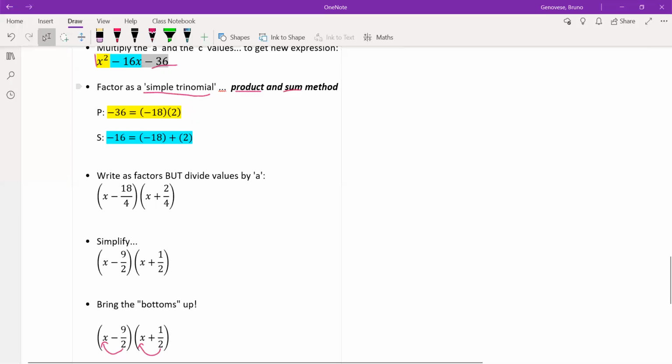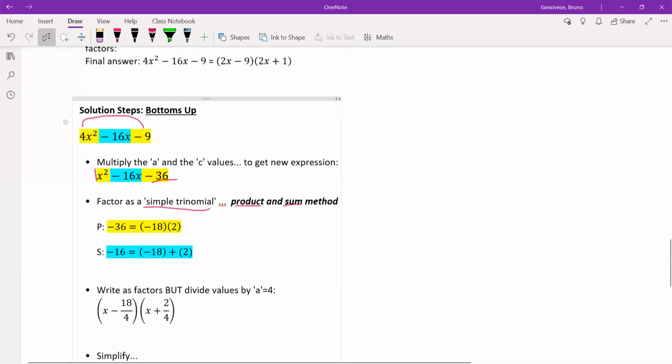Here's the weird part. Then you use the negative 18 and the positive 2 to write out the factors in simple trinomial format. You would have the x and the x to begin with, and then you write the values afterwards. So here's the weird part. Not only do you take the negative 18 and the positive 2, but then you have to divide both of them by your original a value, which in this case was equal to 4.